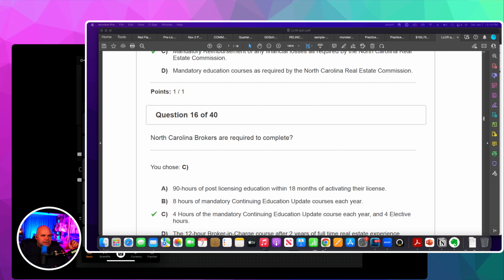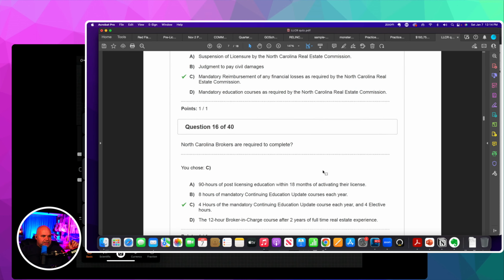Anything else in this license law? That's a good idea. We probably should do that some on Wednesday too.